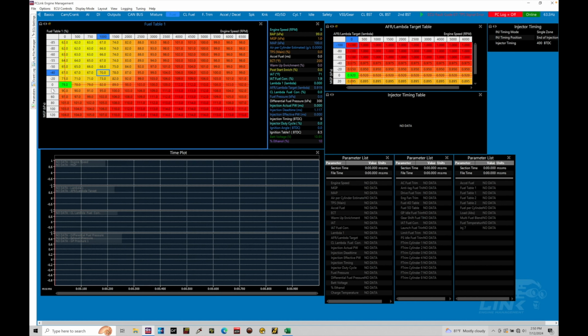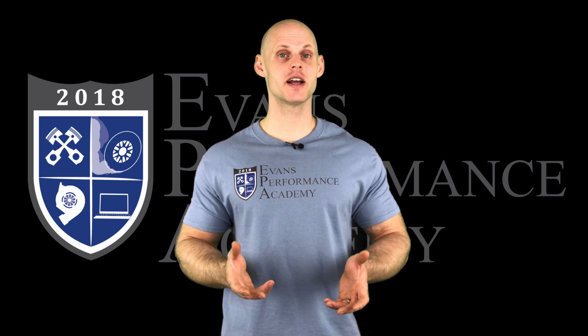Just realize that 0 is essentially atmospheric pressure, wide open, naturally aspirated, and then anything below that is engine vacuum. You can go all the way technically down to -100. That's full engine vacuum.